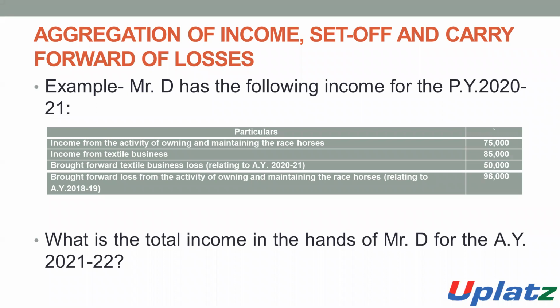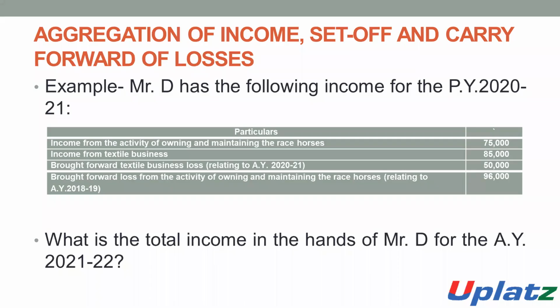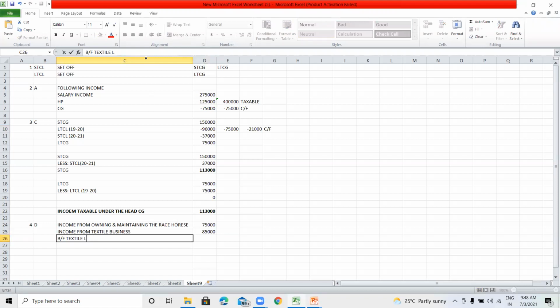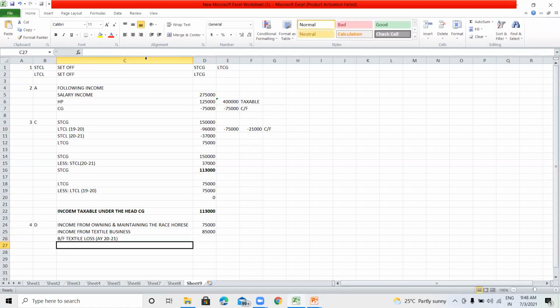And brought forward textile loss for the assessment year 20 and 21. The amount of loss is 50,000 rupees.